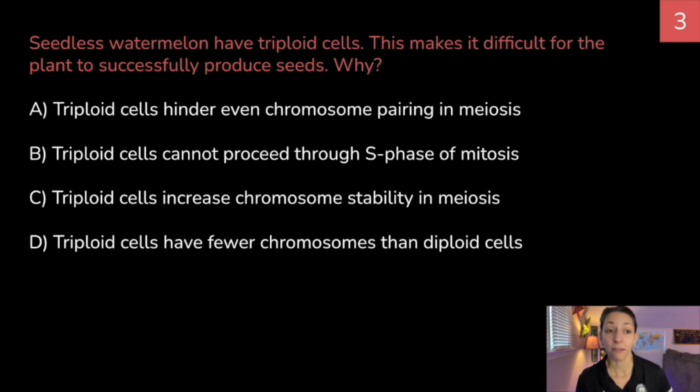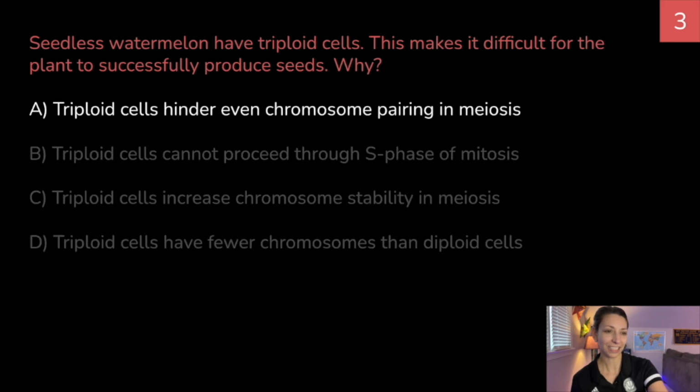Seedless watermelon have triploid cells. This makes it difficult for the plant to successfully produce seeds. Why? A. Triploid cells hinder even chromosome pairing in meiosis. B. Triploid cells cannot proceed through the S phase of mitosis. C. Triploid cells increase chromosome stability in meiosis. Or D. Triploid cells have fewer chromosomes than diploid cells. Think about it. Correct answer is A. Triploid cells hinder even chromosome pairing in meiosis.